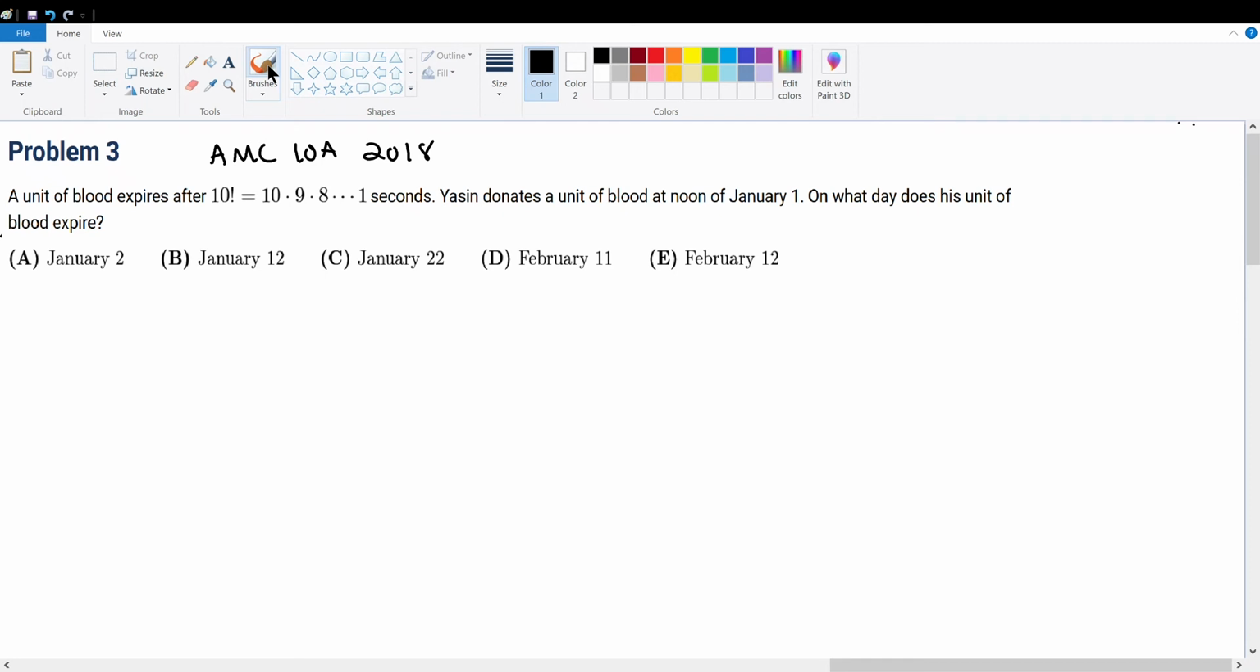AMC 10A 2018 Problem 3. We're given that a unit of blood expires after 10 factorial seconds, and Yasin donates a unit of blood at noon of January 1st, and we're trying to find the day that this blood expires.